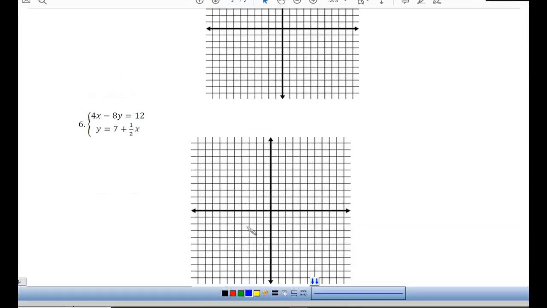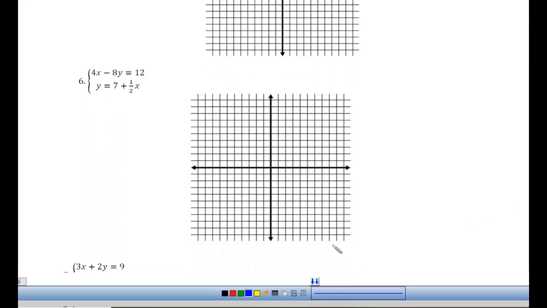Let's look at 6. And again, we'll just go ahead and rearrange this. This is in standard form, ax plus by equals c. So we'll go ahead and move it. I'll do that right down below here.